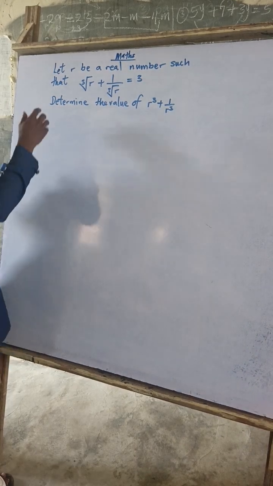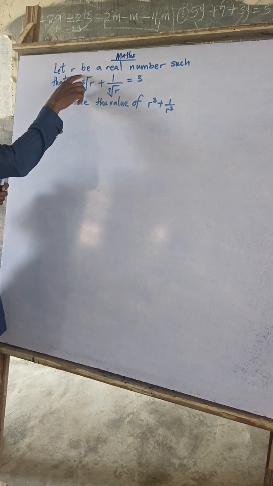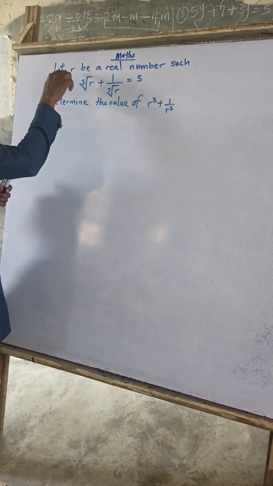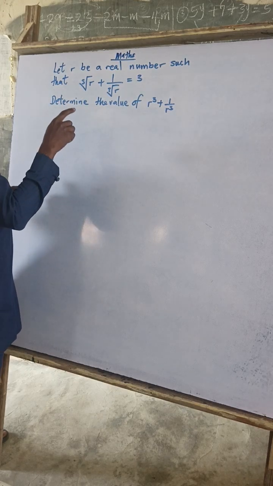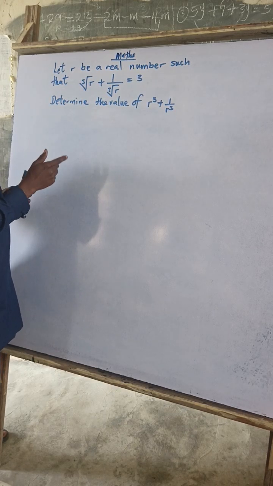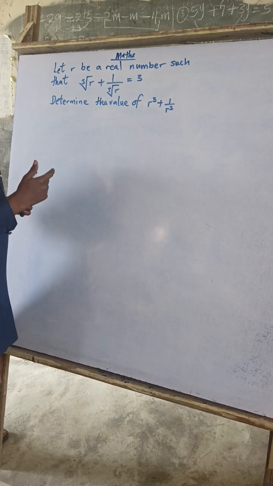We are given R to be a real number. That is, let R be a real number such that the cube root of R plus 1 over cube root of R equals 3. Determine the value of R cube plus 1 over R cube.